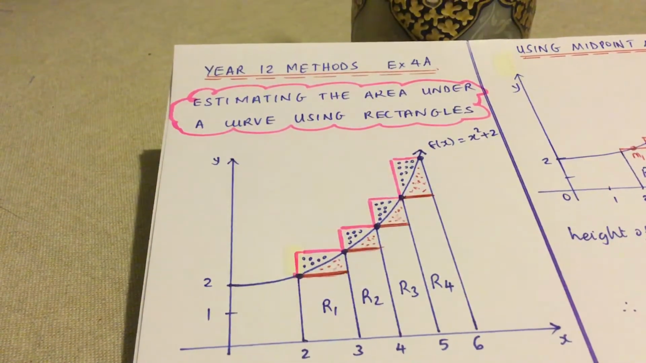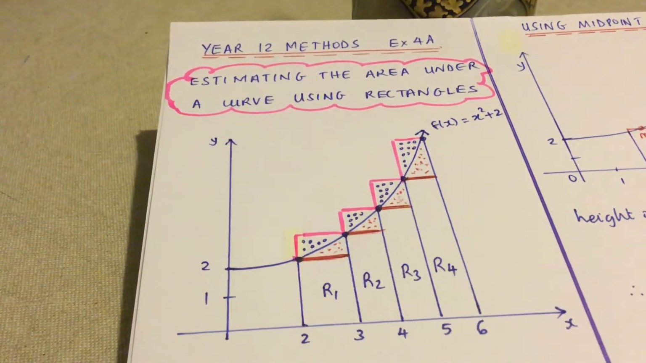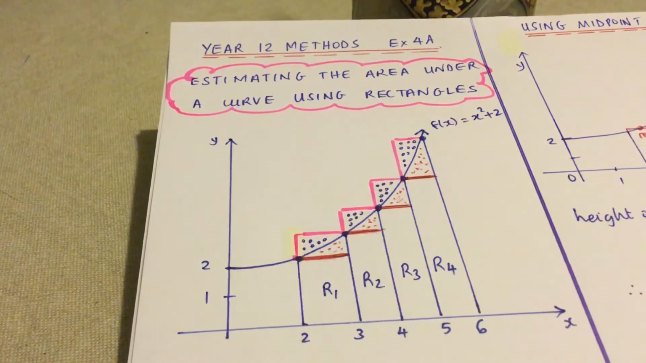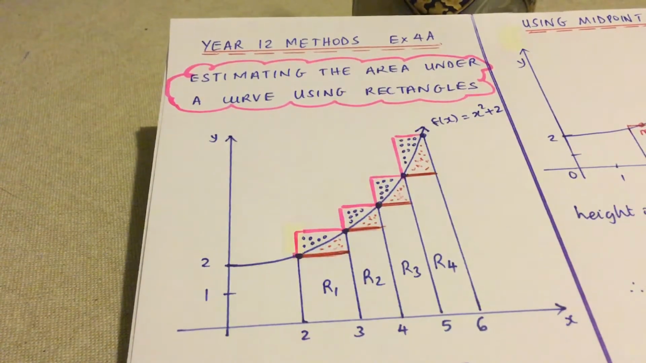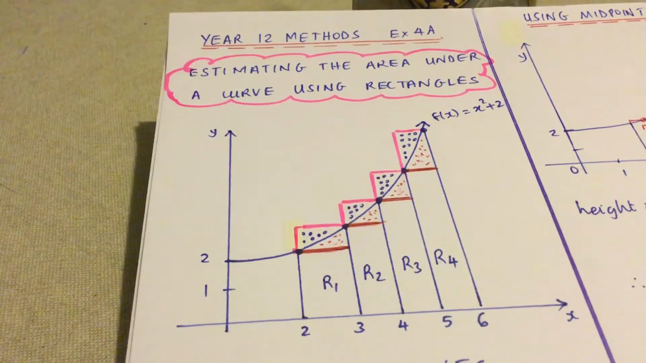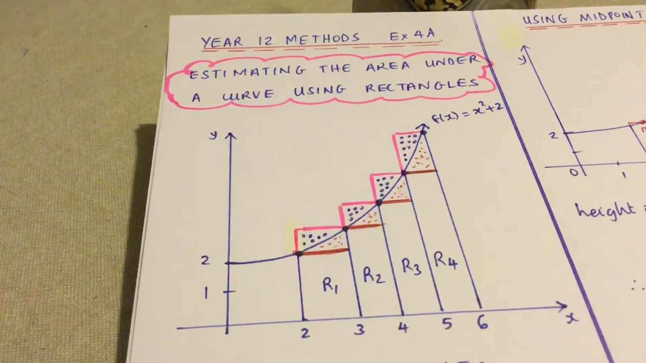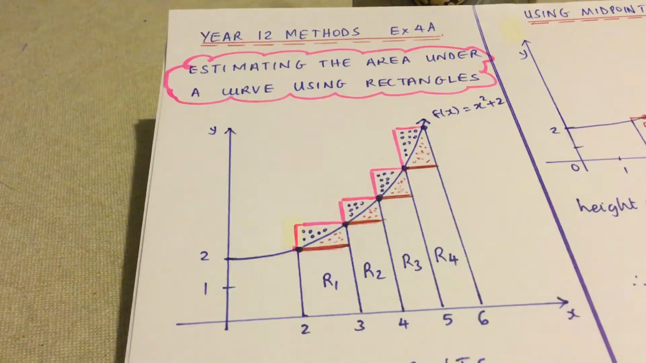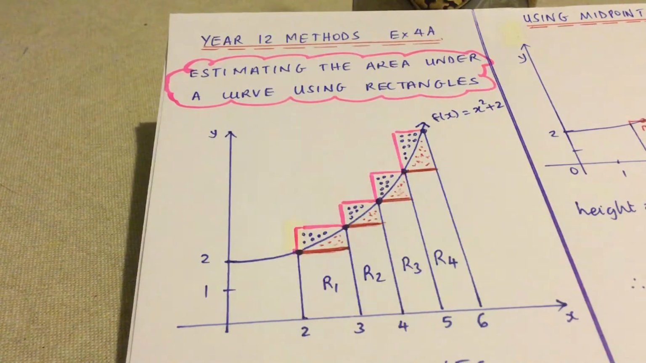In today's lesson, we're going to focus on exercise 4a, which is estimating the area under a curve using rectangles. To estimate the area of a curve, we're going to take the following example. You have a graph of f(x) equals x squared plus 2, and we want to estimate the area between 2 and 6. We're going to do that in 3 simple steps.